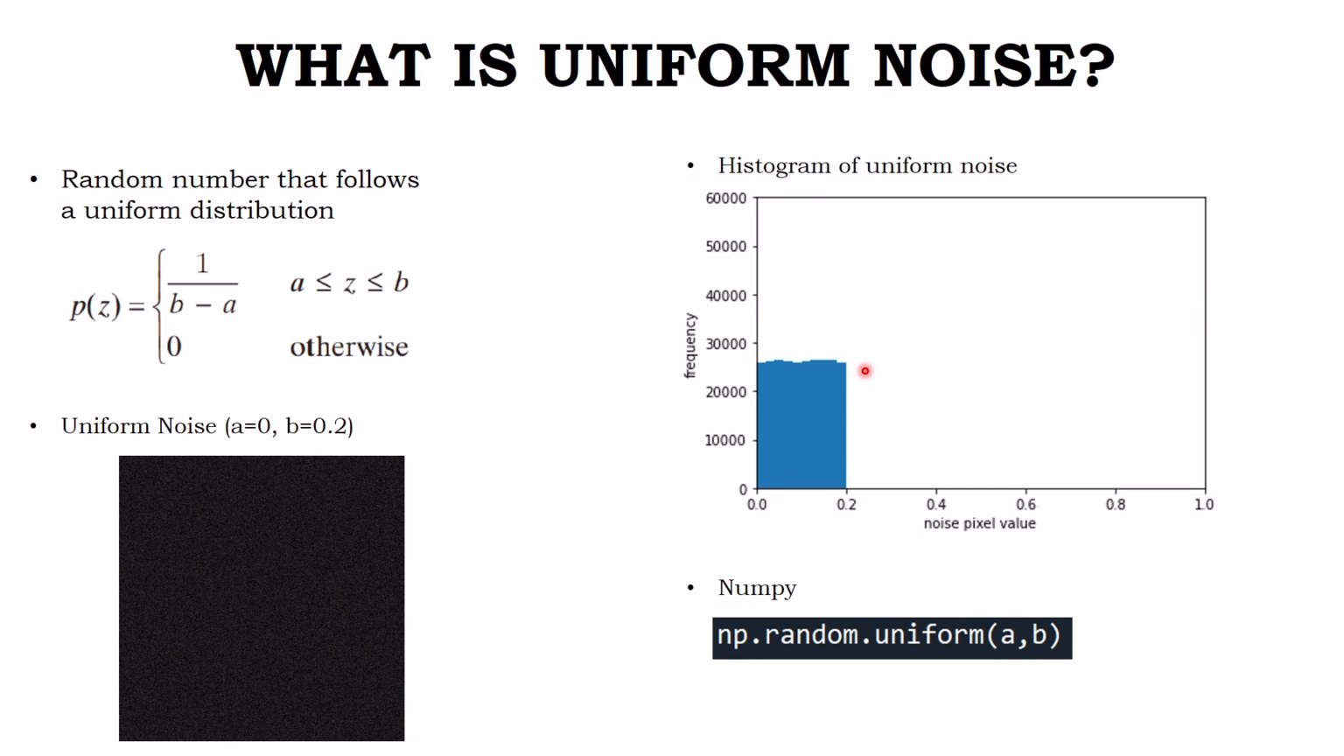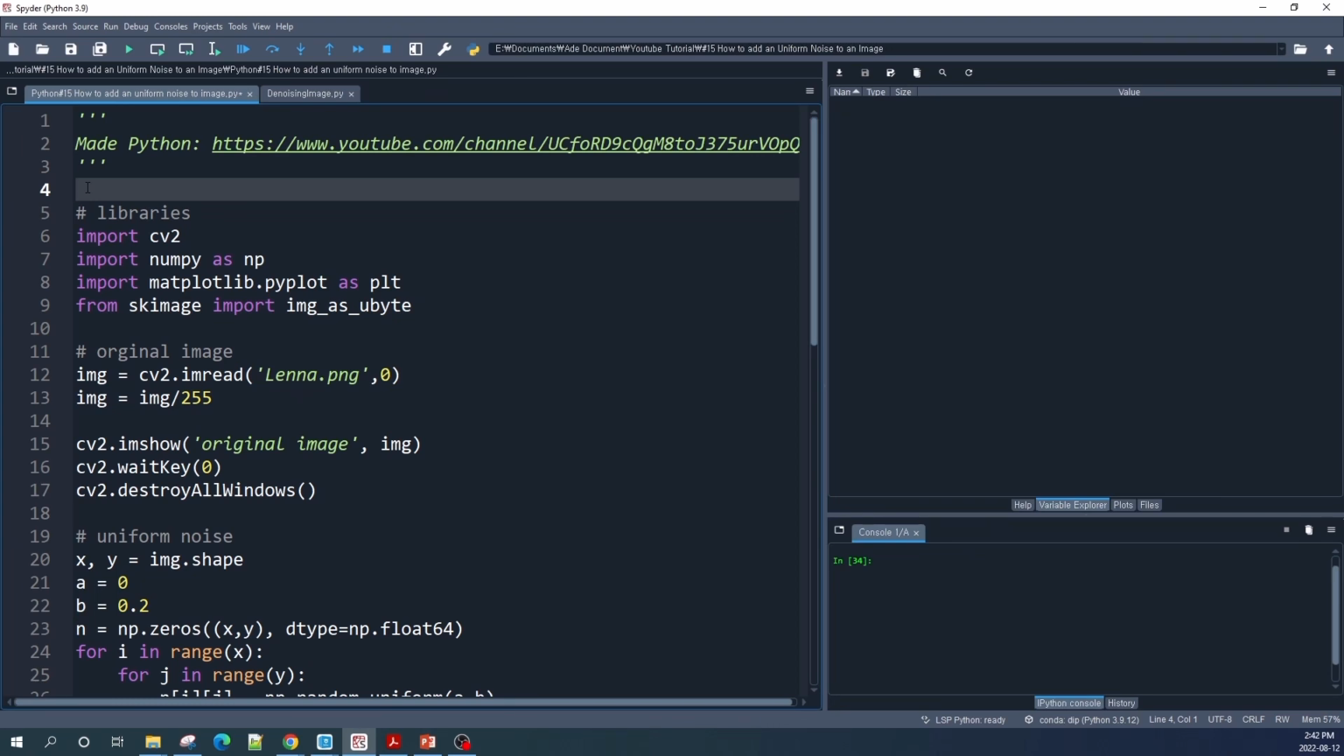In Python, we can use the numpy.random.uniform built-in function to create the uniform noise. Alright, that's some background about the uniform noise. Let us now move to Spyder IDE and I will show you how to do this whole process using Python. Alright, here I am in the Spyder IDE.